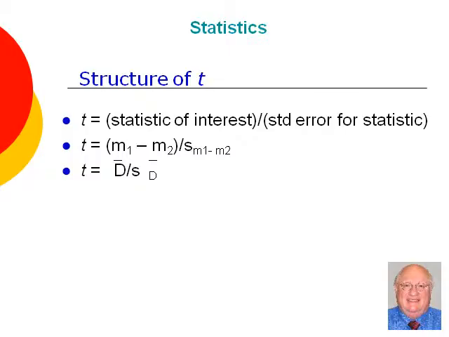You may have noticed that in each case, the t-statistic has a statistic of interest in the numerator and the standard error for that statistic in the denominator. Thus, for the two independent samples t-test, we have the difference between the independent means in the numerator, and the standard error for the mean differences in the denominator. Similarly, for the dependent samples t-test, we have the mean of the difference between change scores in the numerator and the standard error of mean change scores in the denominator.